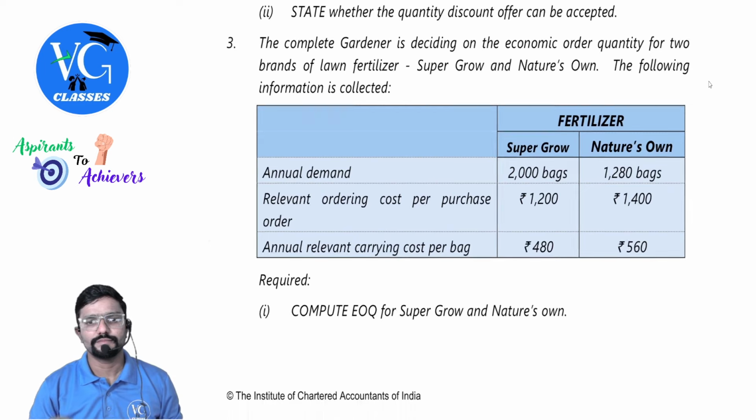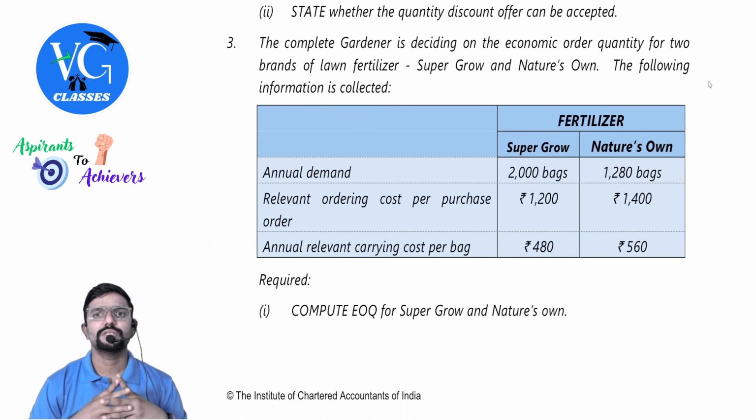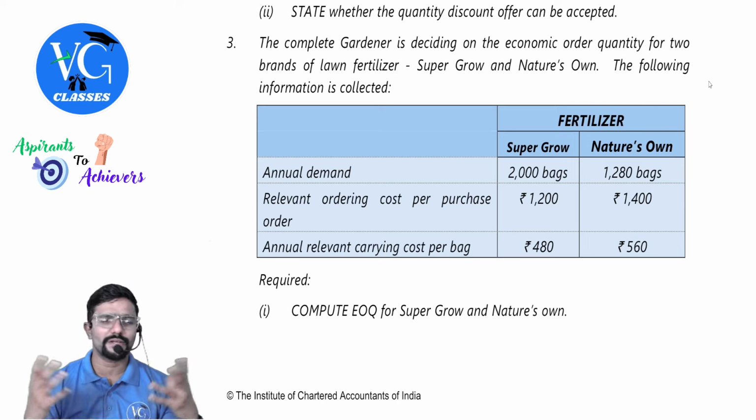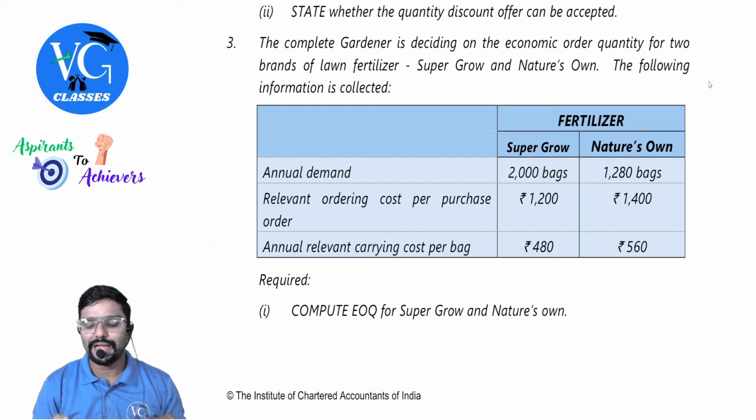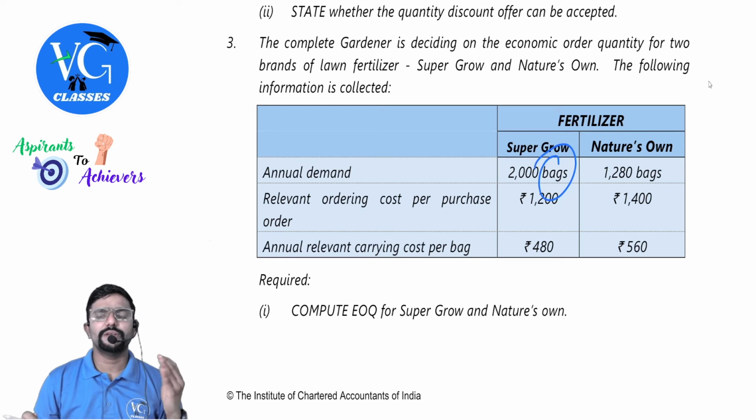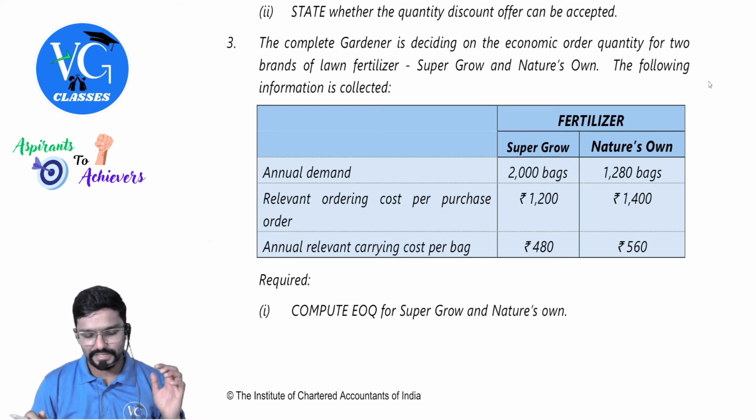Come to the third question, guys. The gardener is deciding on economic order quantity for two brands of lawn fertilizers, Supergrow and Nature's Own. The following information is collected. They are both raw materials, guys. Annual demand is given, relevant ordering cost per purchase order, that is ordering cost per order, and annual relevant carrying cost per bag. Here the units are given in bags, so carrying cost per unit per annum is 480 and 560, guys.